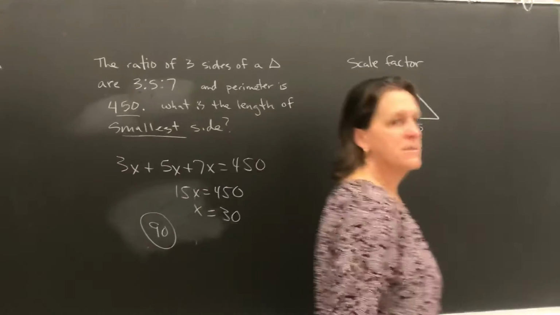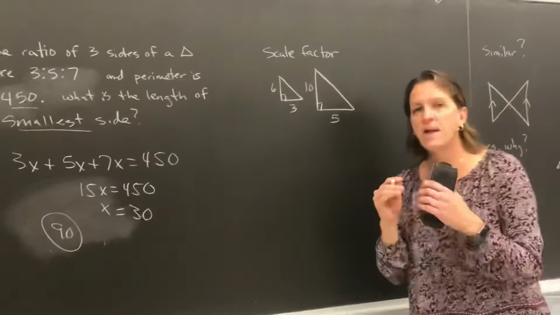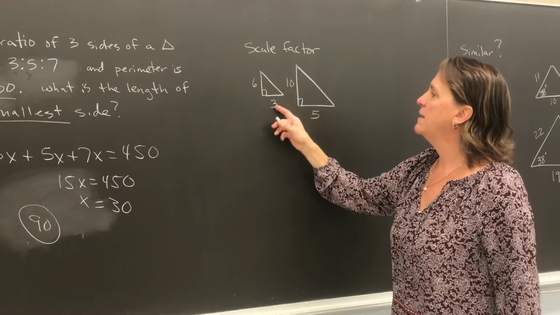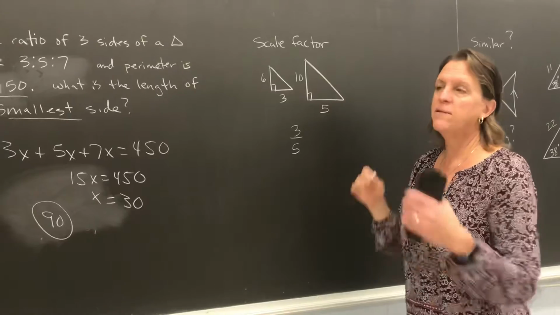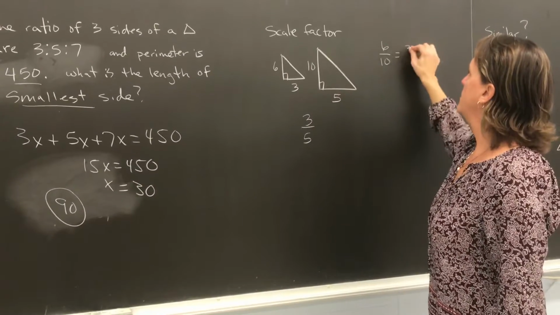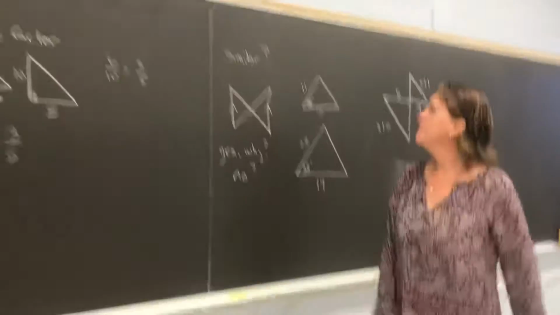Next one, we talked about scale factor. Scale factor is when you compare two sides, and remember it has to be the smallest ratio. So I wouldn't do 6/10, I would do 3/5. It is that easy. Now if they're not that easy, then you could compare 6/10 and then reduce it. You're still going to get the same thing. All right, come on down here.